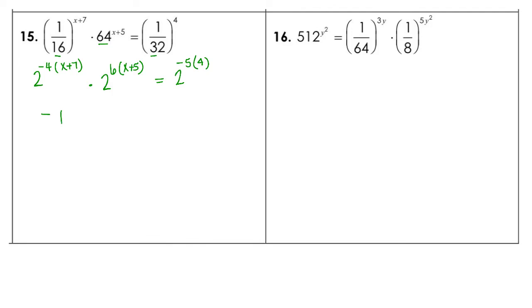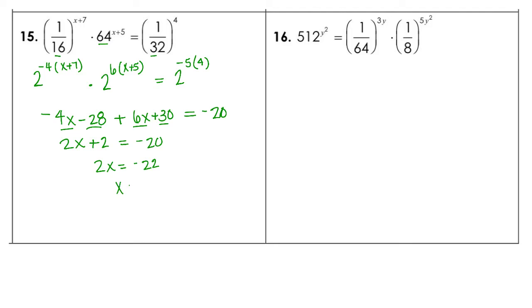So it looks like we have negative 4x minus 28 plus 6x plus 30. And that's equal to negative 20. And so combining our like terms, we have 2x, and then we're going to have plus 2. Combining those terms equals negative 20. We need to subtract 2 over, so 2x is negative 22, so x is negative 11.